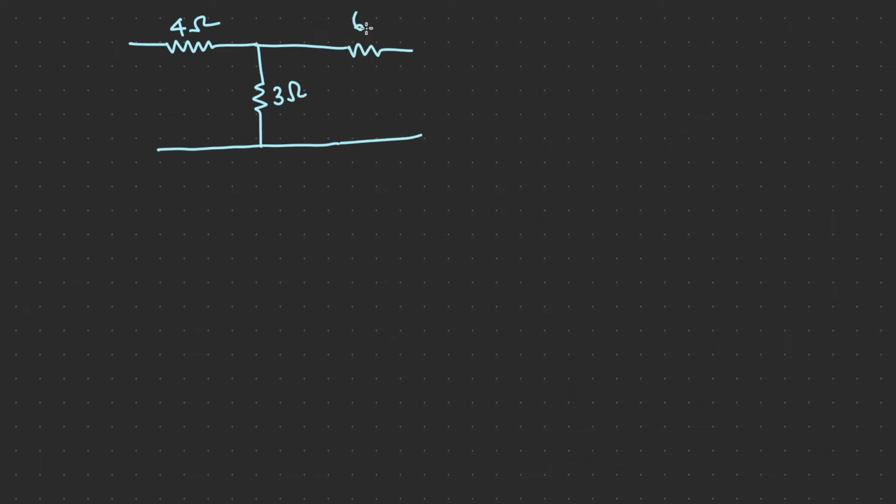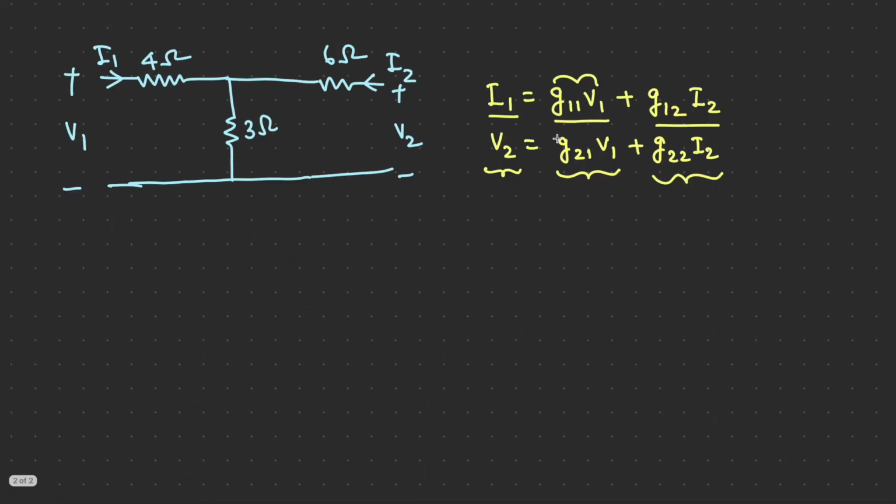Now let us take a small problem based on this. I have a 4 ohm resistor, then a 3 ohm resistor, and here we have a 6 ohm resistor. I want to calculate the G parameters of this network. So you can assume I1, V1, I2 and V2 and write the equations as this.